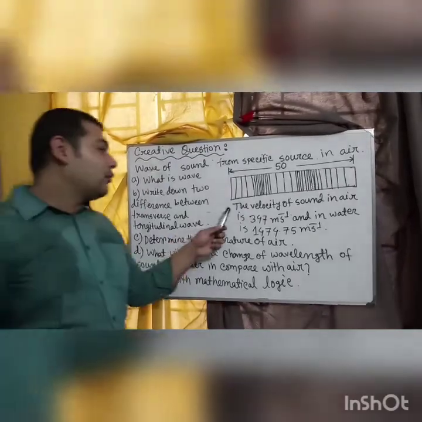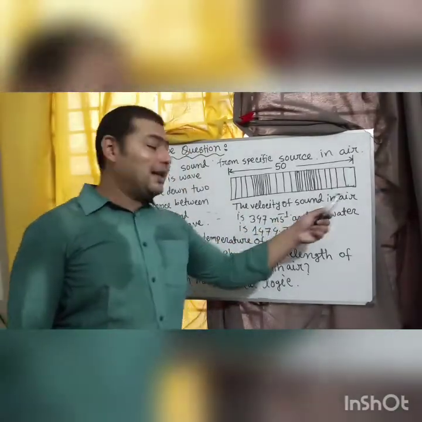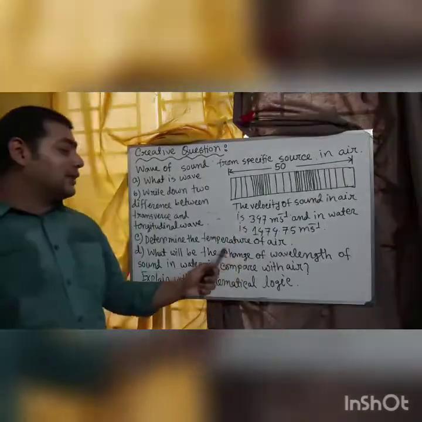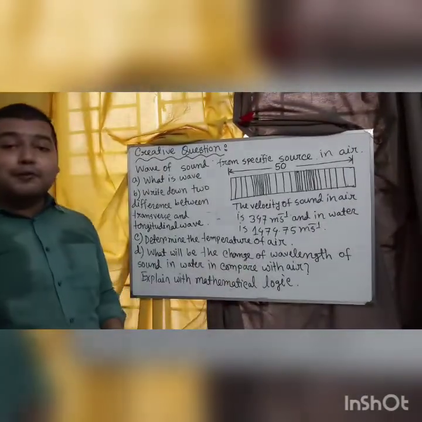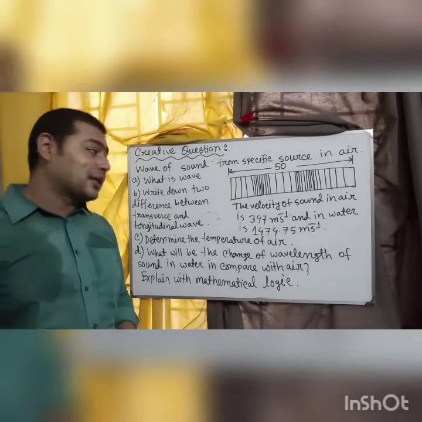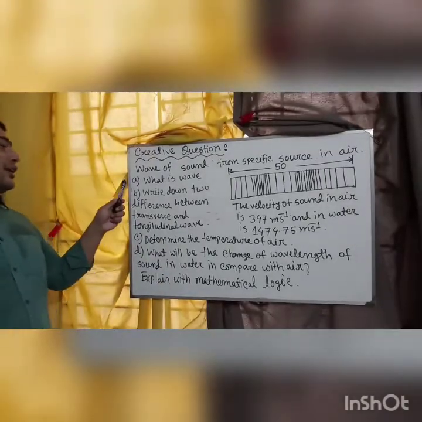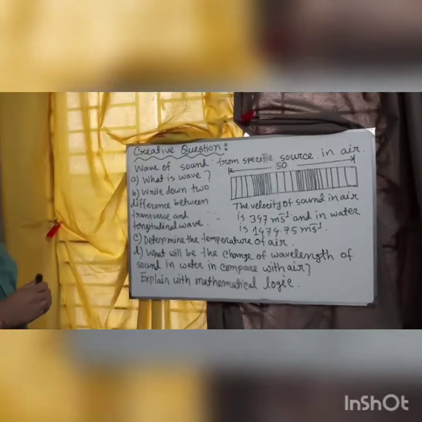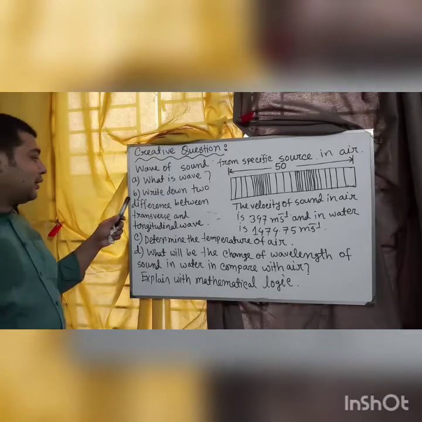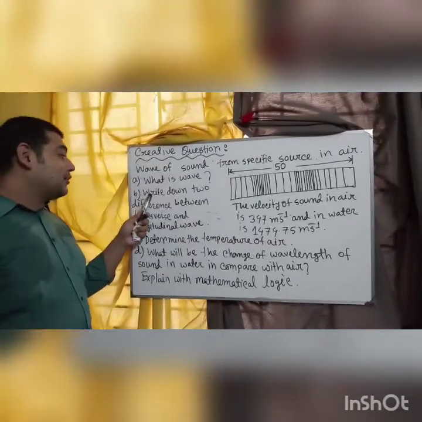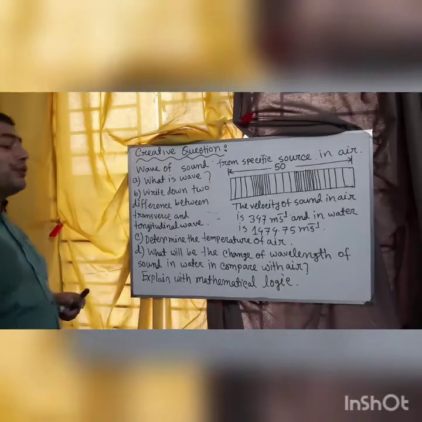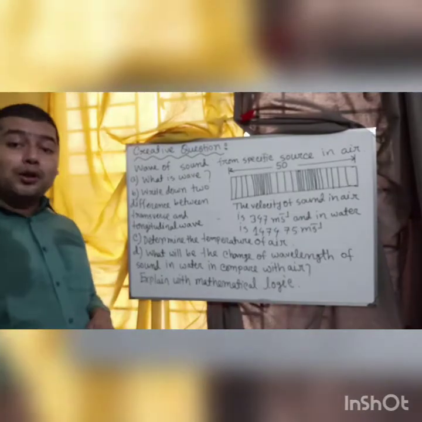Here the velocity of sound in air is given as 347 meter per second, and in water is 1474.75 meter per second. Our question A is: what is wave? This is our knowledge based question. The comprehension based question B is: write down two differences between transverse and longitudinal wave. We know that we have two types of wave, one is transverse wave and another is longitudinal wave.